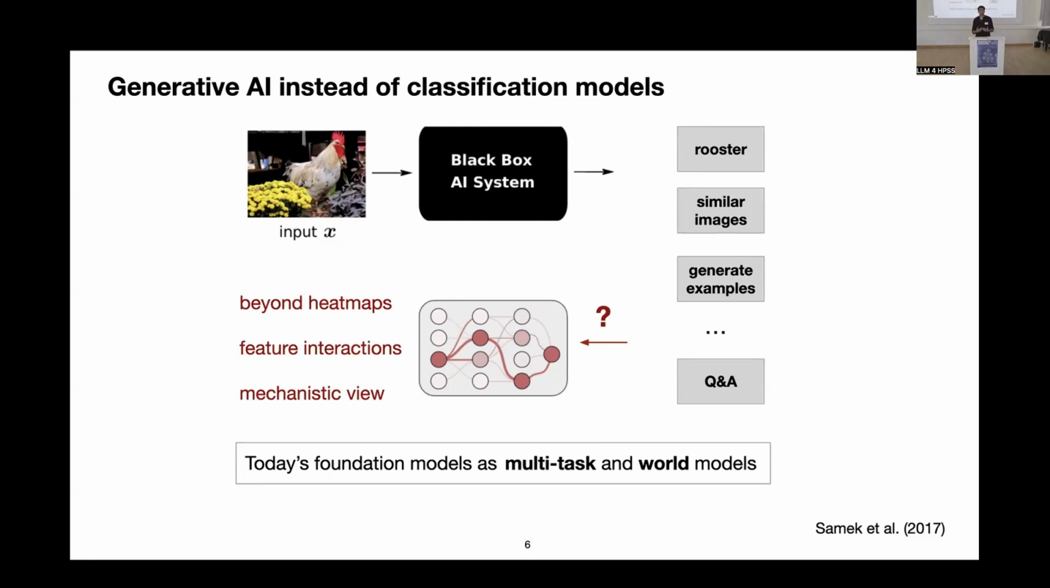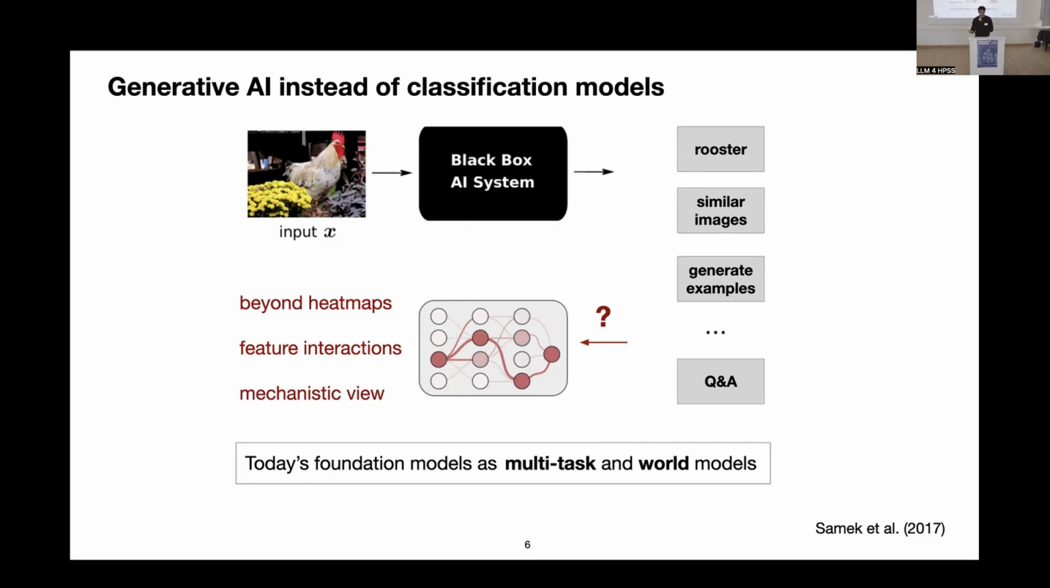So now it becomes much more difficult to actually ground a prediction or an answer of an LLM system into some input. So in the following, I will lay out a little bit how we can go beyond these heat map representations and maybe consider feature interactions, and maybe also consider more mechanistic perspectives here.